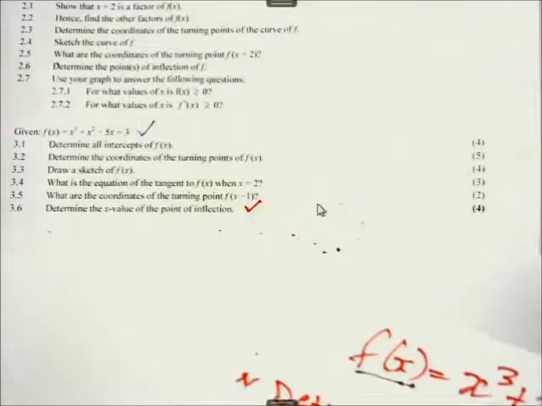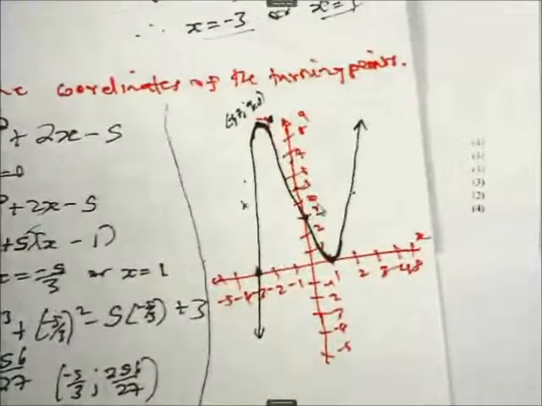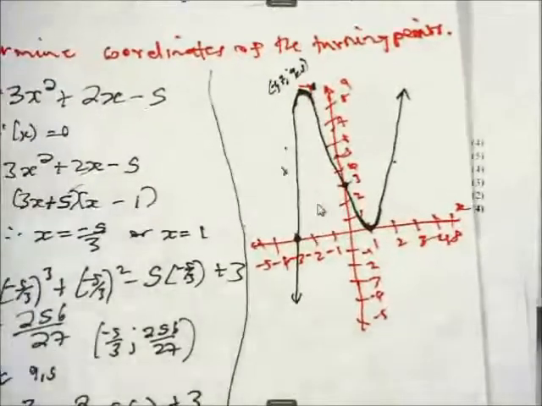Let us now look at the last question that we asked here to determine the point of inflection. Remember, like I said, this question they can ask you in two ways: the x value at the point of inflection, or the coordinates of the point of inflection. When they ask you to determine the coordinates of the point of inflection, it means you need to have the x as well as the y.